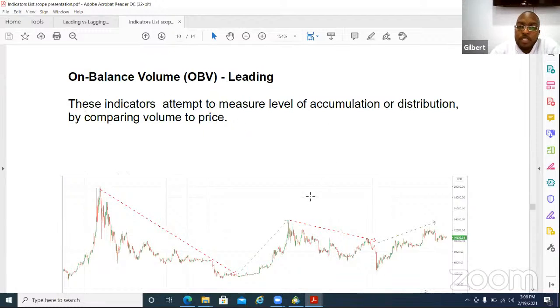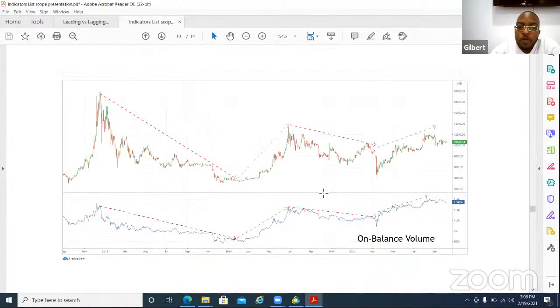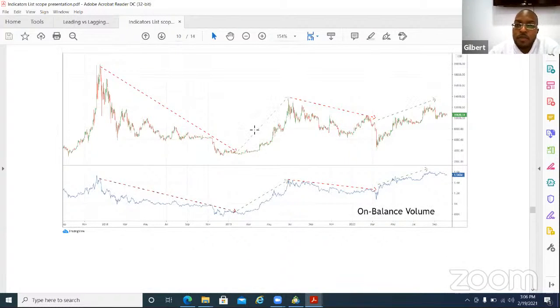These indicators attempt to measure the level of accumulation or distribution by comparing volume to price. If you look at this, it's just to confirm to us the trends in the market. The OBV is flowing downwards and the prices are also flowing down. When the OBV is going up, slightly later on, we do see the prices going up. So we use it to ensure that the volumes are matching the prices, and whenever there's a divergence, where volumes start going down yet the prices are going up, we know at some point the prices are going to follow the volumes.